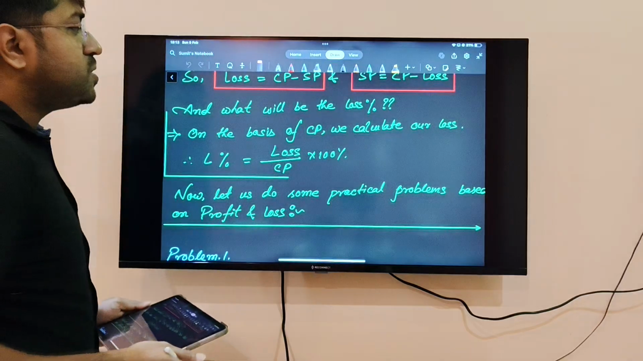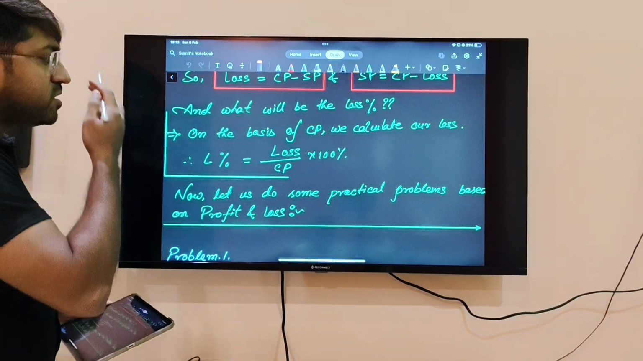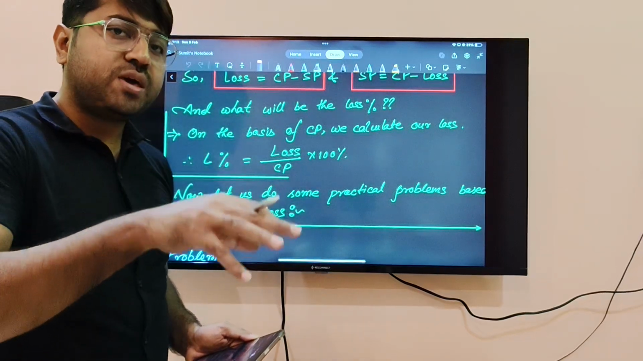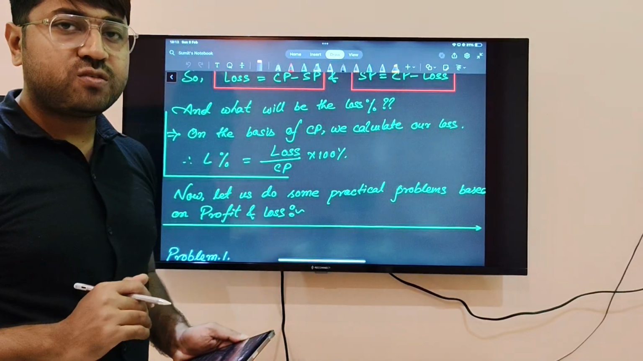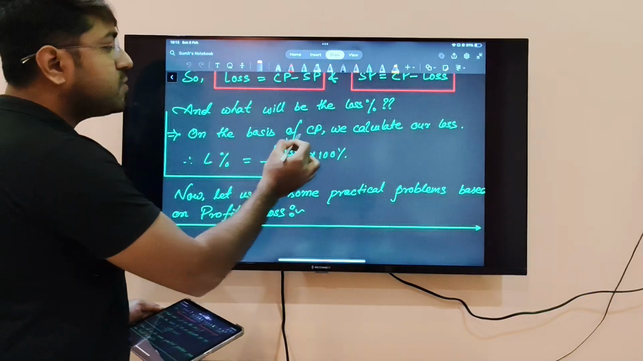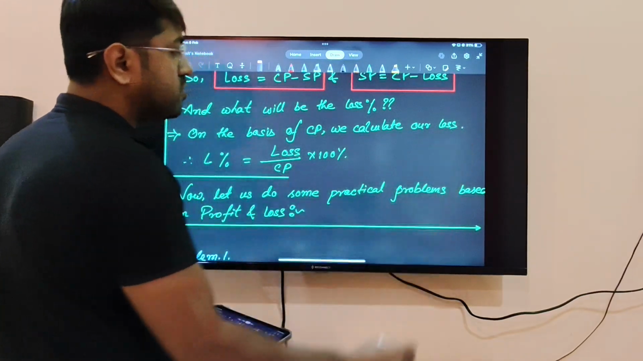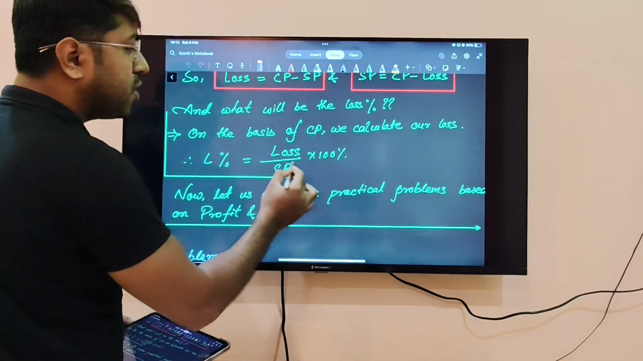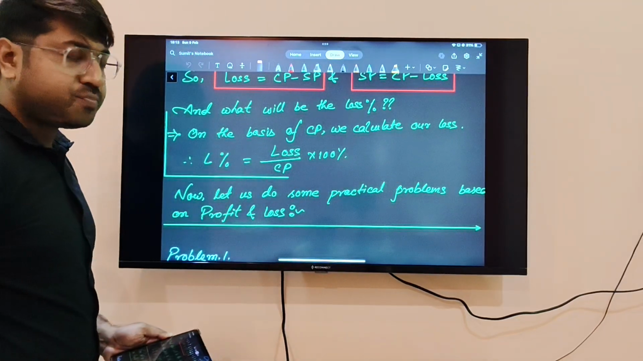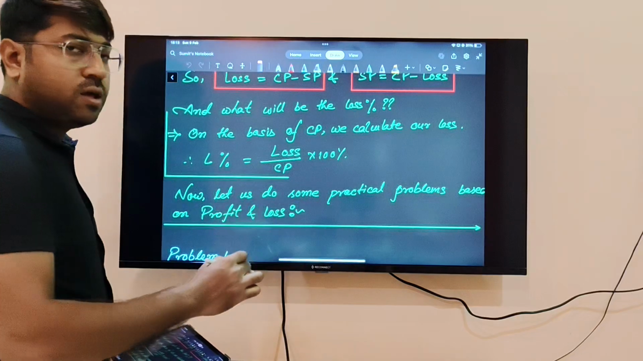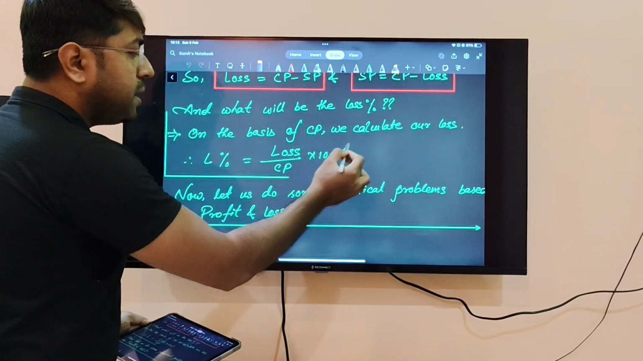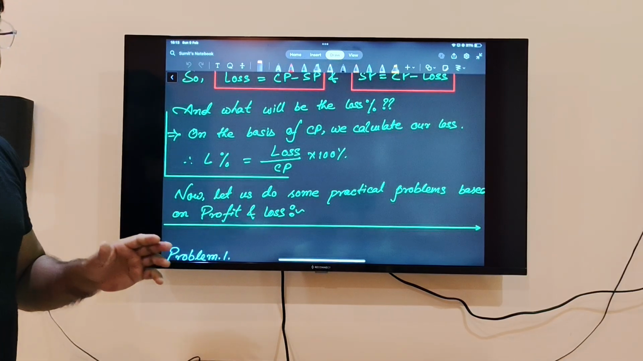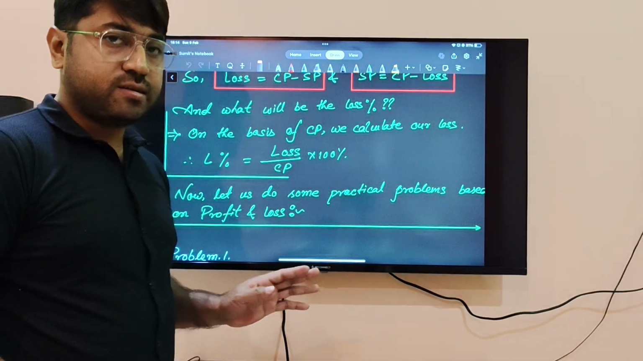And what will be the loss percentage? Loss percentage means the same thing. Profit is calculated on CP, loss also will be based on CP. So on the basis of CP, we calculate our loss. So CP will be in the denominator. Loss we are calculating, it is in the numerator. This is the fraction. Convert into percentage, multiply by 100. That will give you the loss percentage, how much percentage of loss you have made.